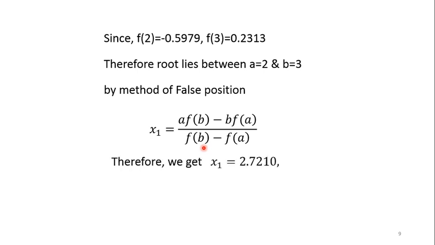Therefore we get x1 equal to, on putting these values here, 2.7210. Then you find the value of the function at this point, which is minus 0.01709. So you have this as minus and the other as plus. It means now the root lies between x1 and 3, that is, a equal to 2.7210 and b equal to 3.